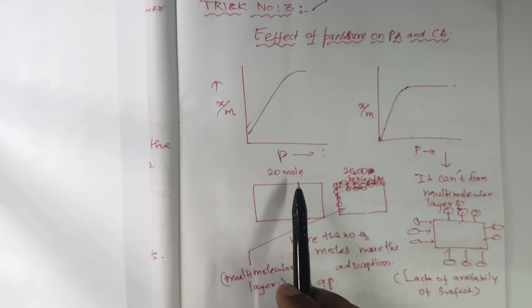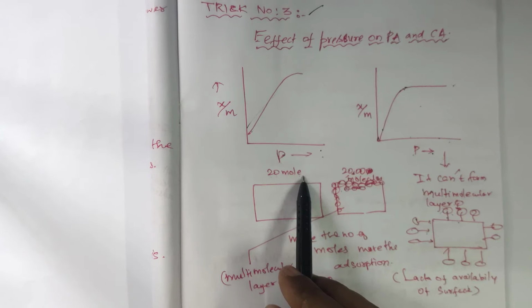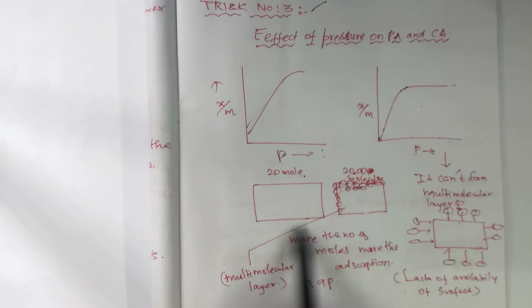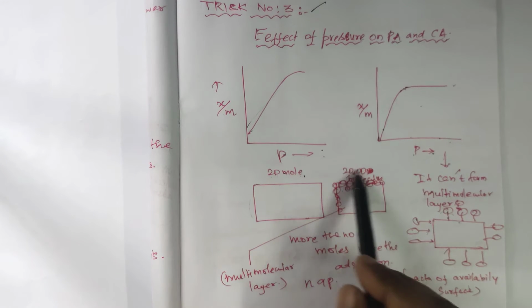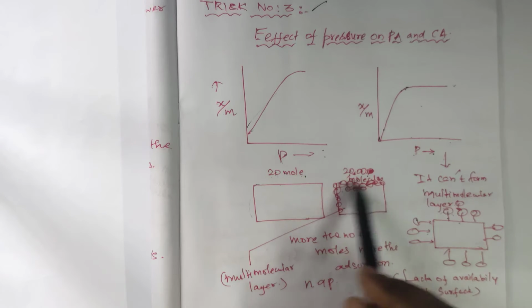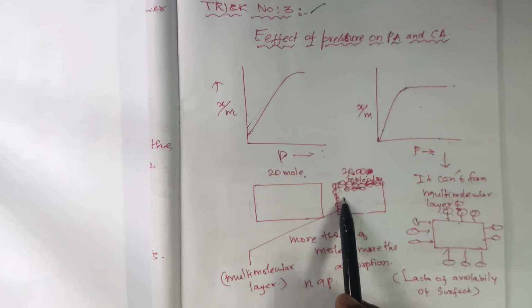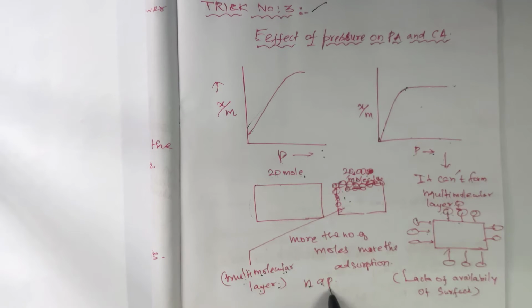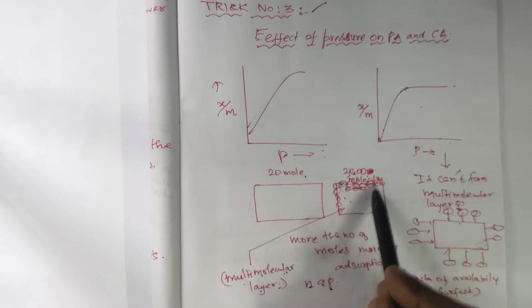Why is it so? Suppose you take 20 moles of molecules that come close to the surface. Here the pressure is increased, and the molecules become very close, like 2000 molecules close to the surface. Here a multi-molecular layer can be produced. As the number of moles of the molecules increases, a multilayer is formed whenever the pressure is increased, because it is a very weak bond.